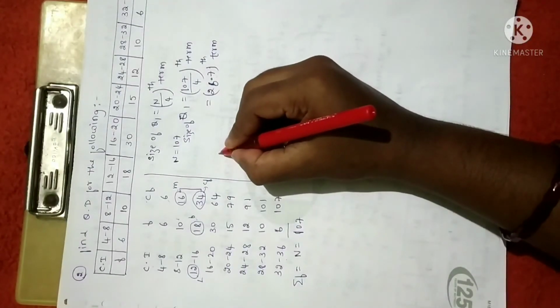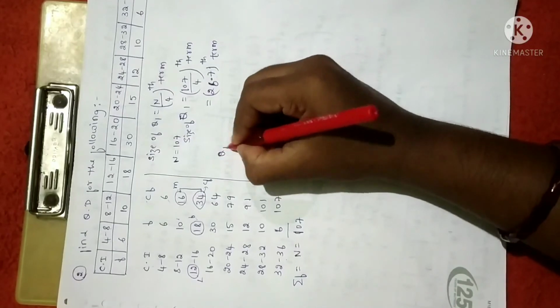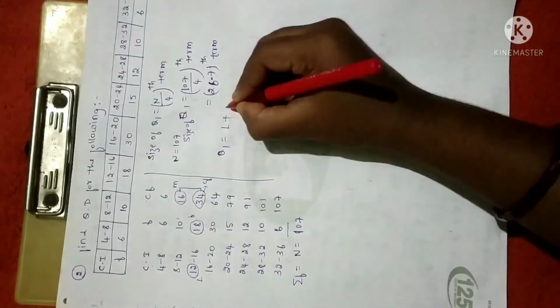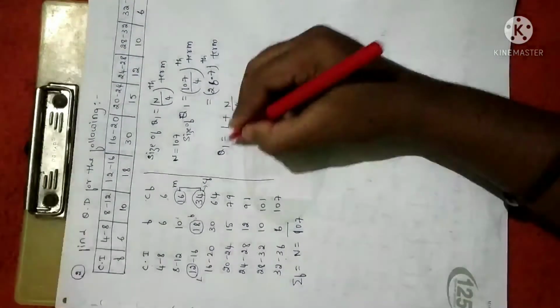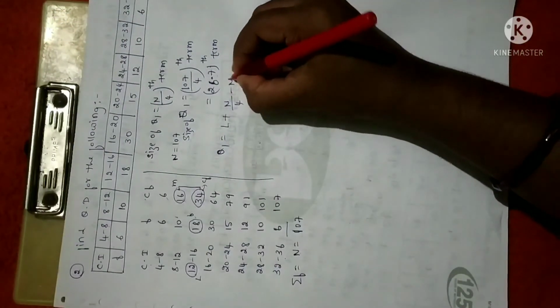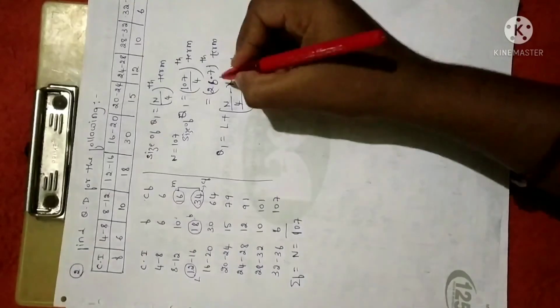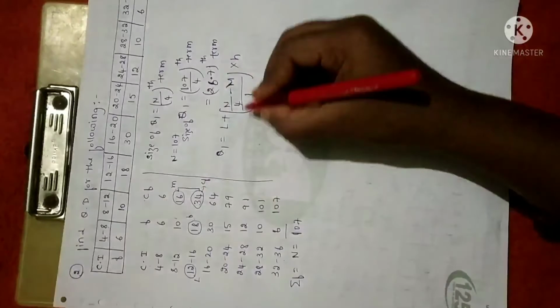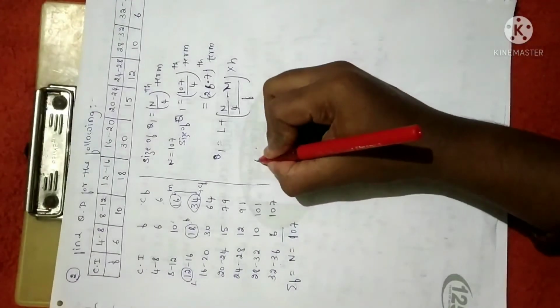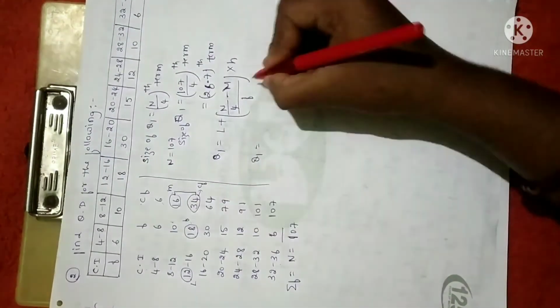So write down the formula for quartile deviation. It is given by Q1 is equal to L plus, that is the formula for Q1, n by 4 minus M divided by F into H. Either you can choose this as small m or capital M. So since it is small m now, Q1 is equal to, I'll just write all the values here.